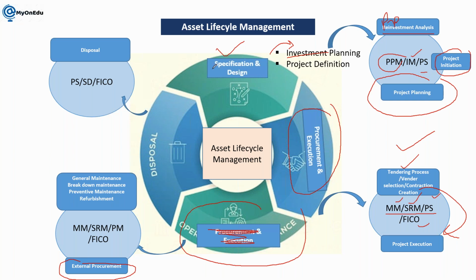So here this is the specification and design, where the PPM and IMPS process is there, then asset, then procurement and execution where SRM, PS, and FICO are there. Then it's operation and maintenance where plant maintenance, PM, and WCM, work clearance management, are involved. SRM is involved in procuring any additional material, and plant maintenance, PM, and WCM are used for maintenance purposes. Then once the useful life is over, it goes to disposal.